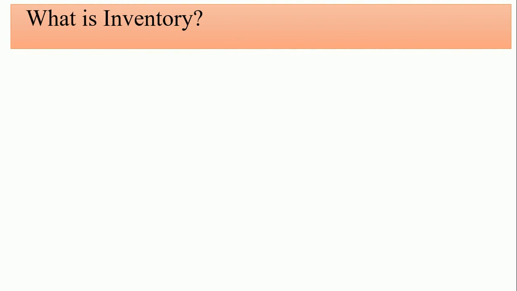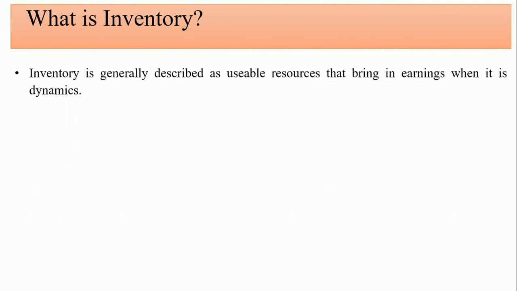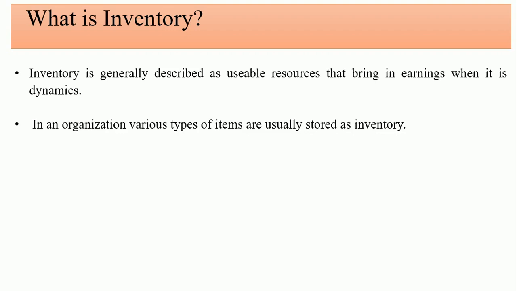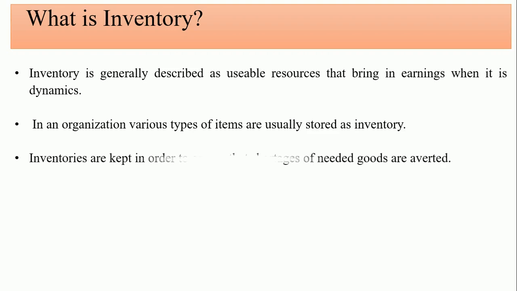What is inventory? Inventory simply means usable resources that bring in earnings when they are dynamic. Any resources you can think of that can one way or the other generate earnings for you, be it your finished goods, raw materials, or semi-finished goods, and any other resources you can talk about, is your inventory. In an organization, various types of items are usually stored as inventory. Inventory is kept in order to ensure that shortages of needed goods are averted.